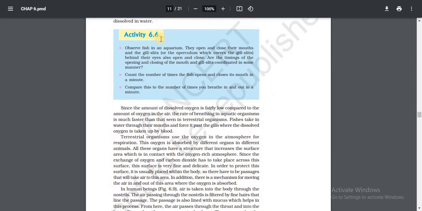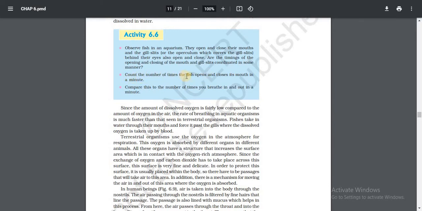Activity 6.6. Observe the fish in an aquarium. They open and close their mouths and gill slits, or operculum, which covers the gill slits. Behind their eyes also open and close. The timings of the opening and closing of the mouth and gill slits coordinate in some manner.